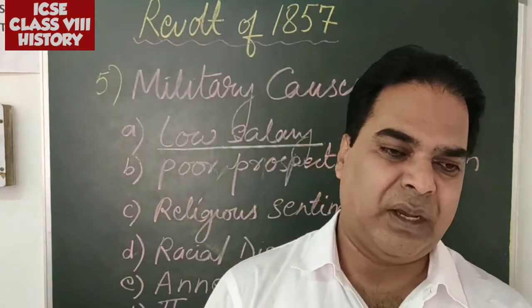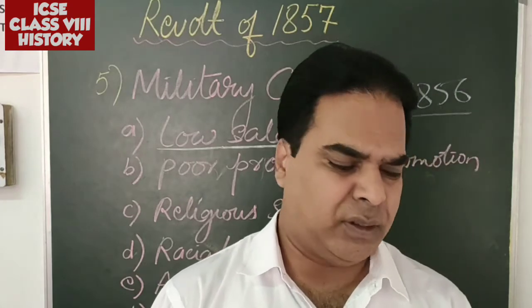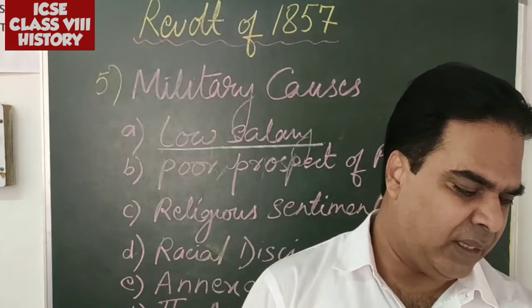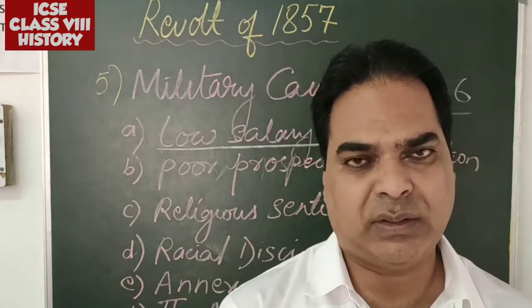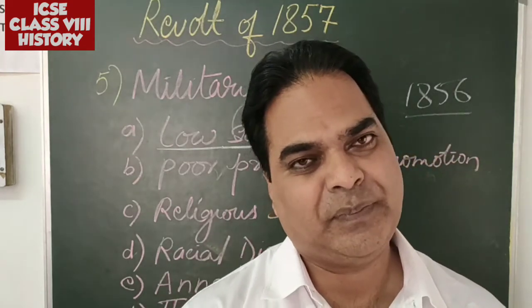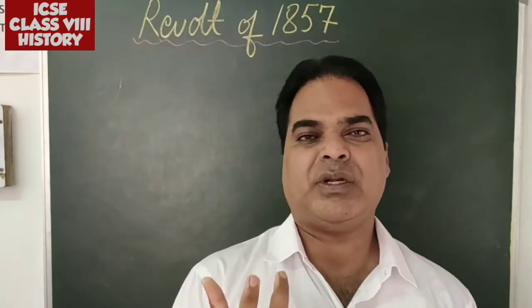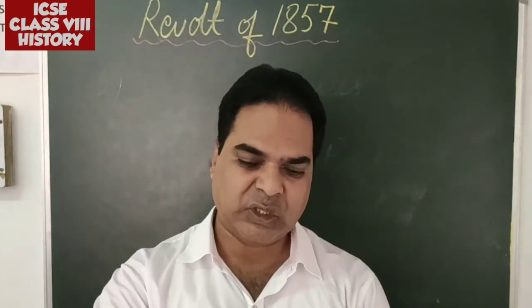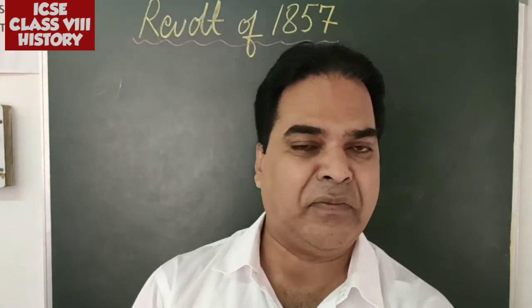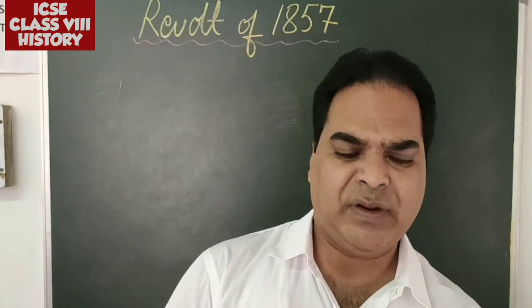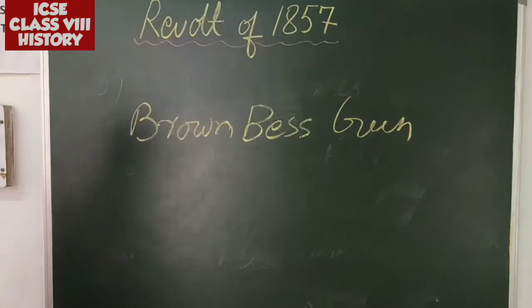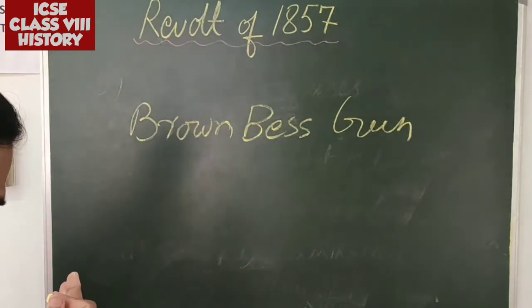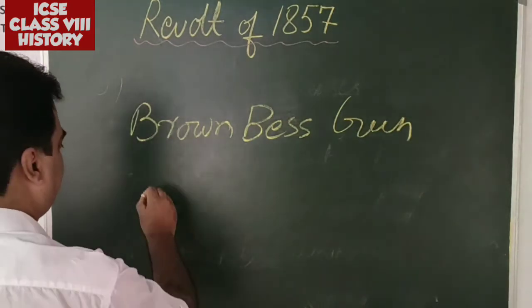The main occupation of the people of Awadh was agriculture, but at least one member from each family joined the army. What was the most important cause which triggered the revolt of 1857? That was the introduction of the Enfield Rifle. Before the introduction of the Enfield Rifle, they used to use Brown Bess guns. They were made of iron, and it was replaced by the Enfield cartridge.